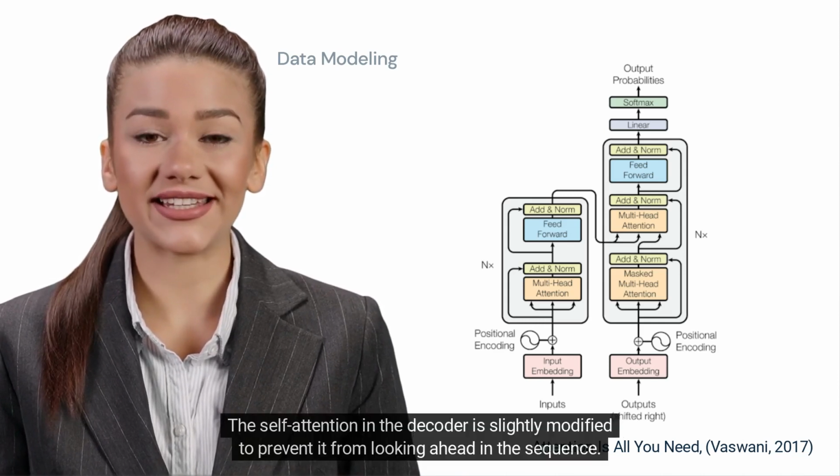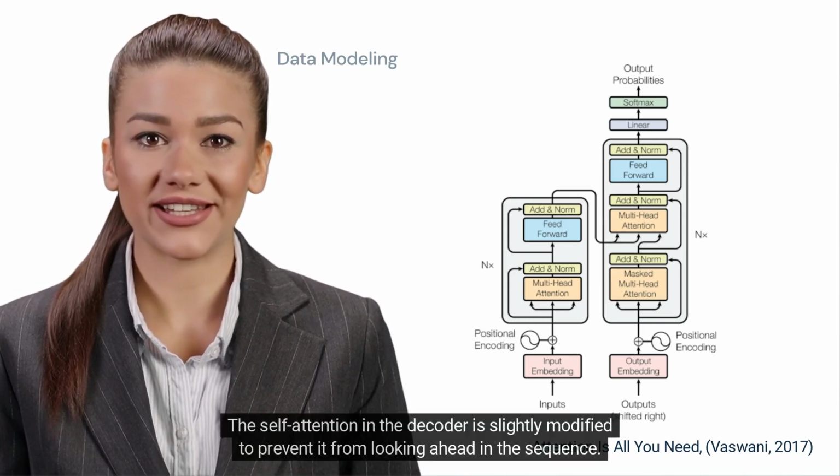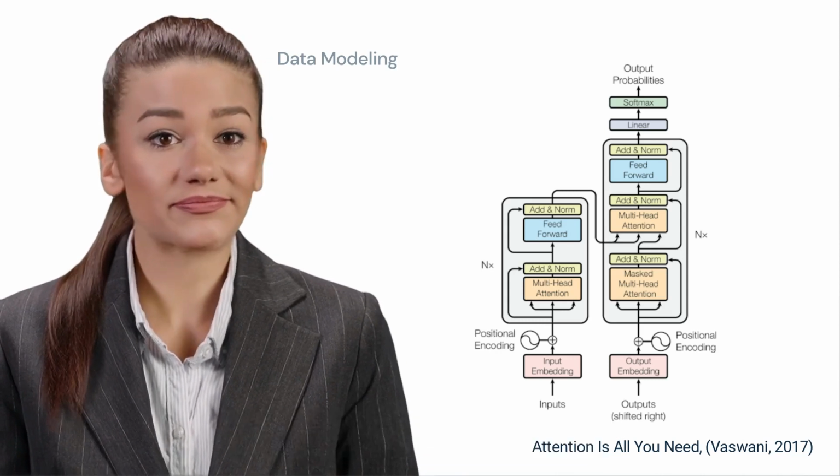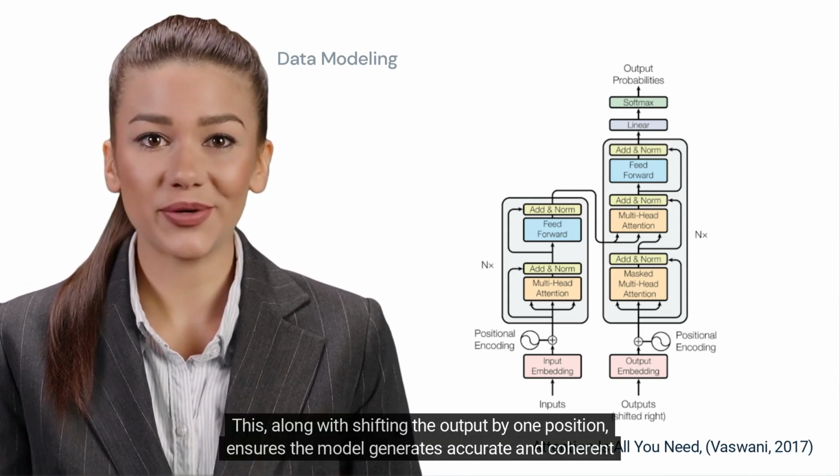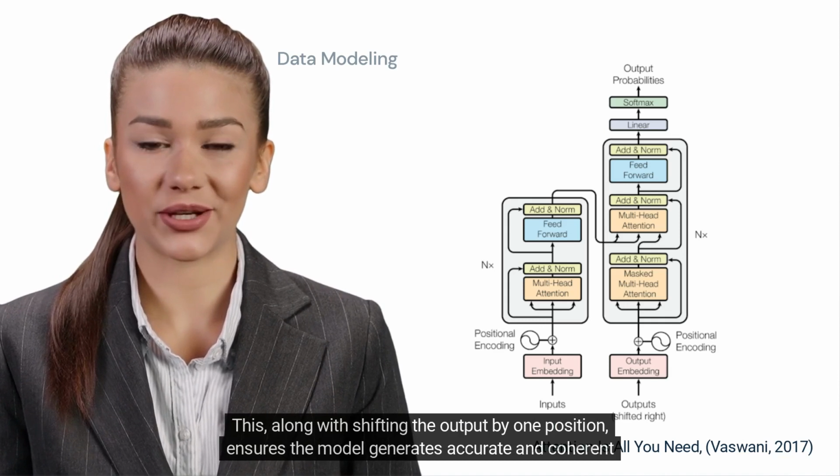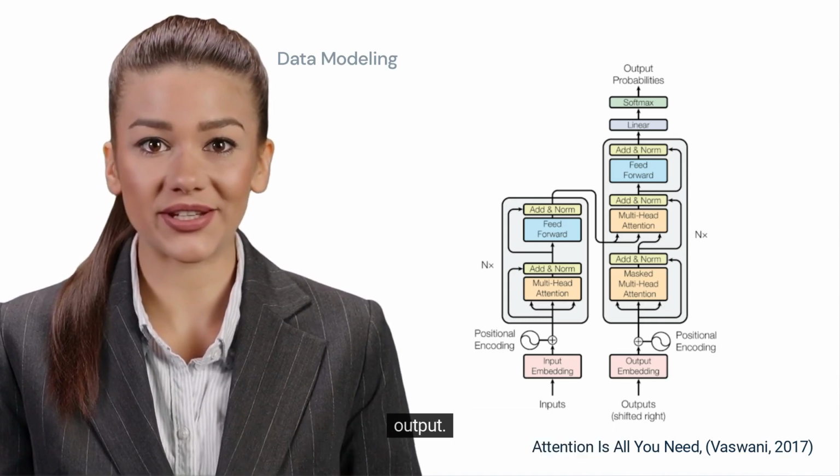The self-attention in the decoder is slightly modified to prevent it from looking ahead in the sequence. This, along with shifting the output by one position, ensures the model generates accurate and coherent output.